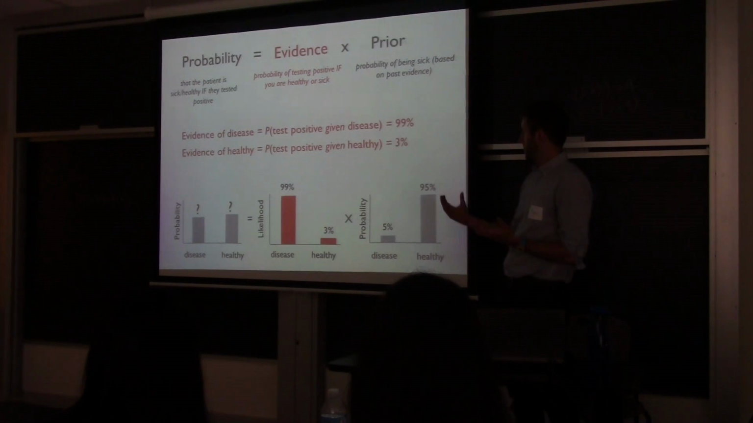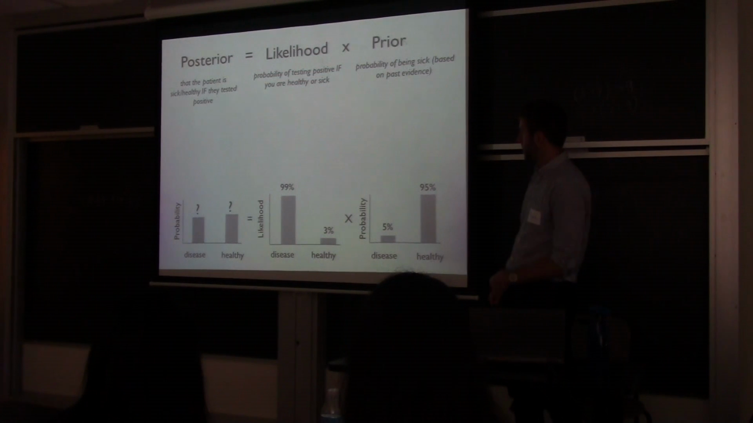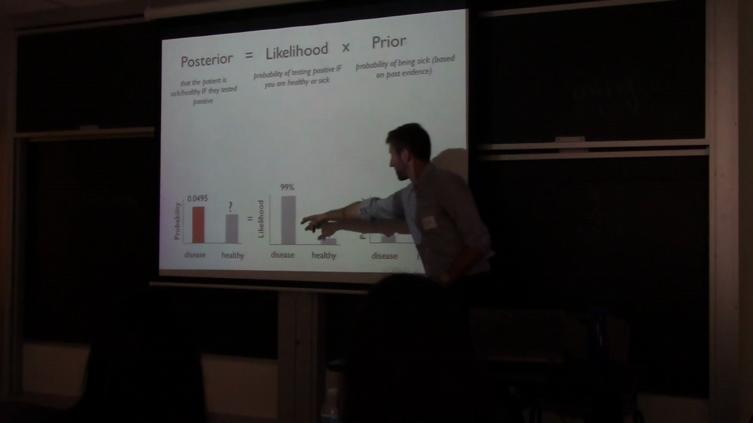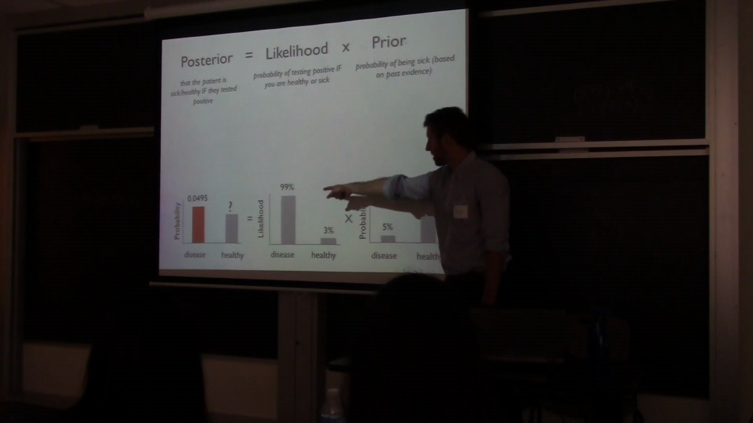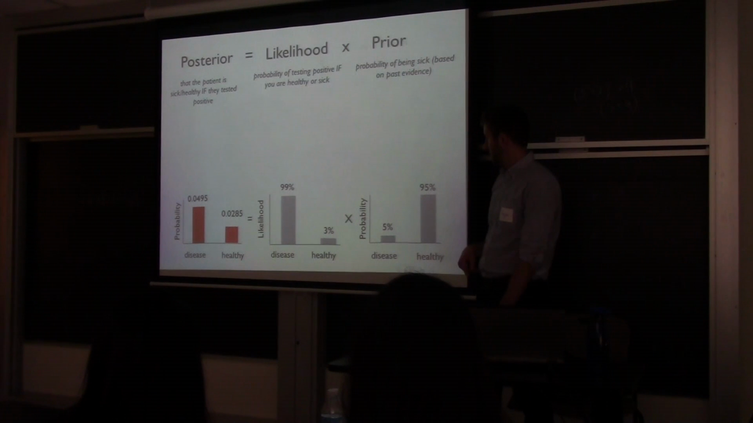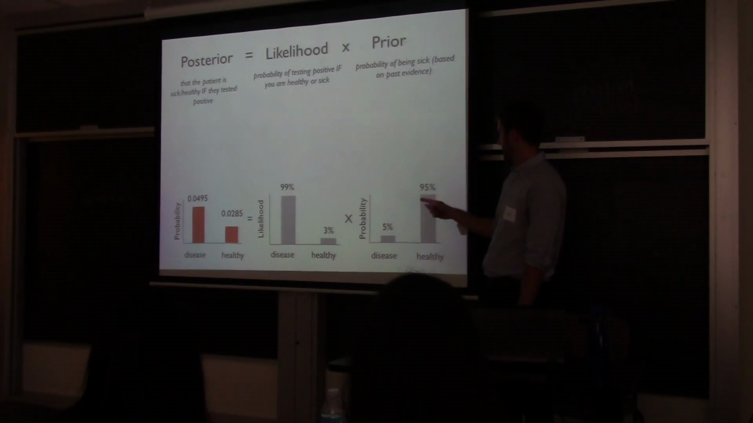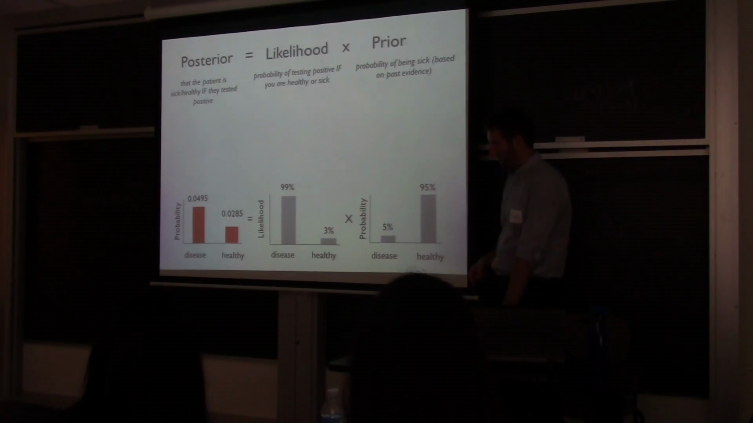So now, given that we tested positive, what is the probability that we have the disease or that we're healthy? The way you do that is by multiplying, just like was suggested, each of these two together. The probability of having the disease is 5% times 99%, which is 0.0495. And the probability of being healthy is 95% times 3%, which is 0.0285. Now, does anybody know what's wrong with these two numbers?